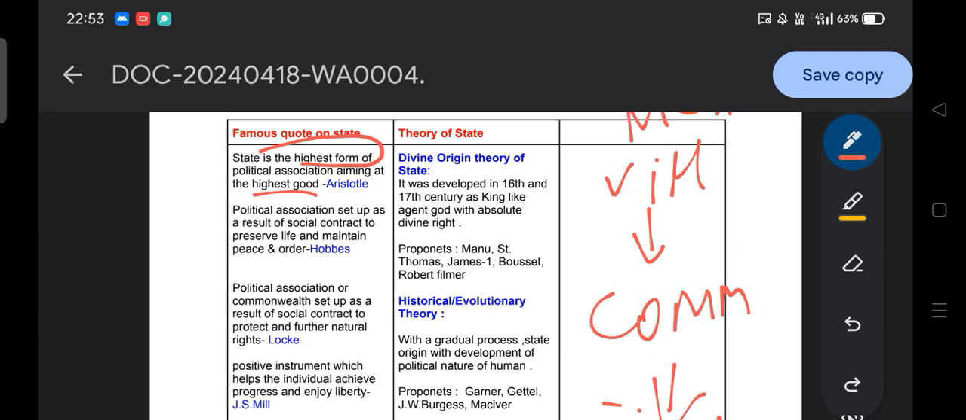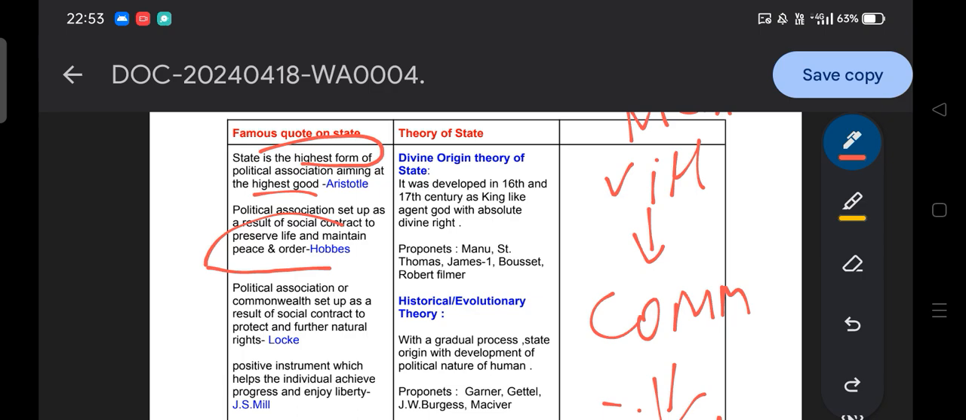Then moving to the next: the political association set up as a result of a social contract to preserve life and maintain peace and order. Peace and order, it is said by Hobbes. You will ask how to remember this. The key is social contract, that is Hobbes.